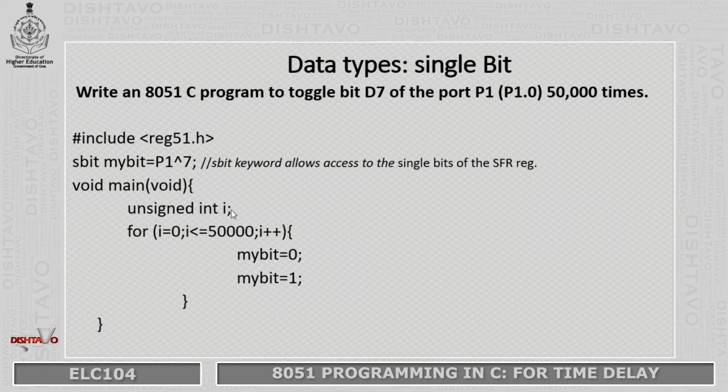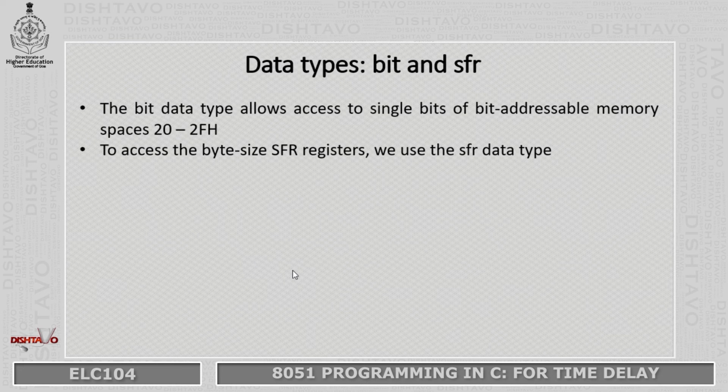So next thing is I've used unsigned int i. I'm using unsigned integer because I'm using only positive numbers: for (i = 0; i <= 50000; i++). If I did not use unsigned and just used int, the maximum number would have been 32,767. I want to use numbers up to 65,000, and that's the reason I've used unsigned int. So in the loop, I will make my_bit equal to 0 and my_bit equal to 1. So indirectly, port 1 bit 7 will keep on changing from 0 to 1, toggling between 0 and 1.